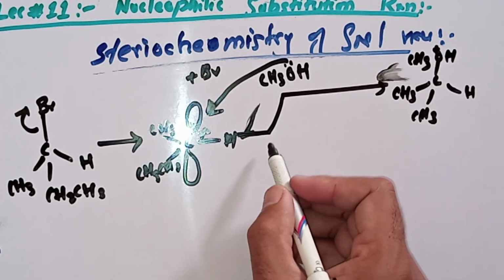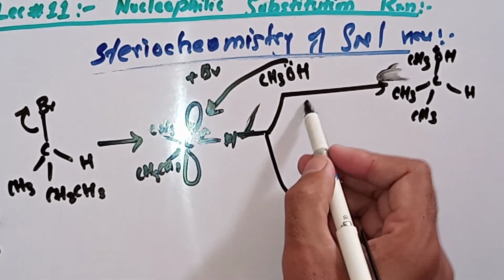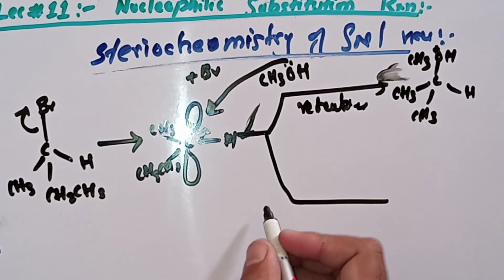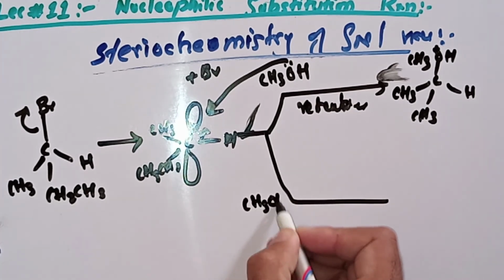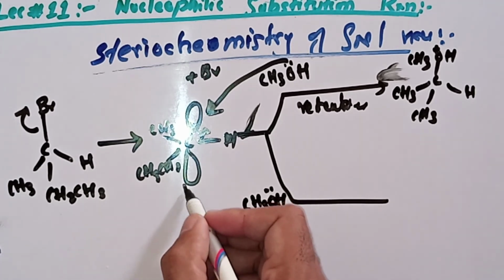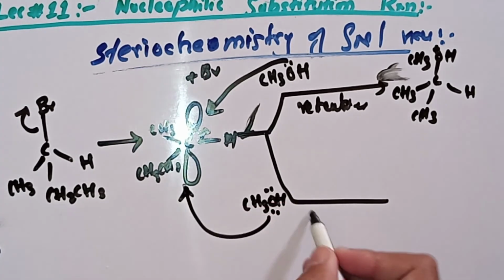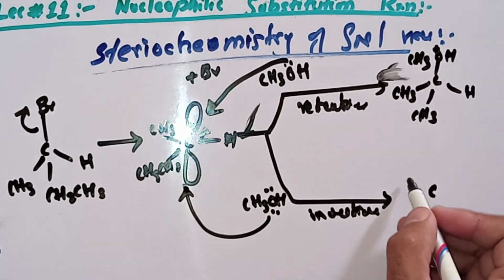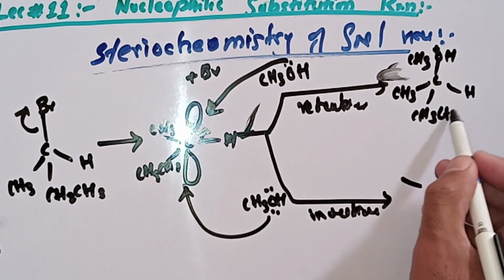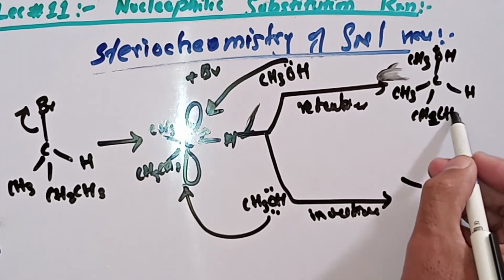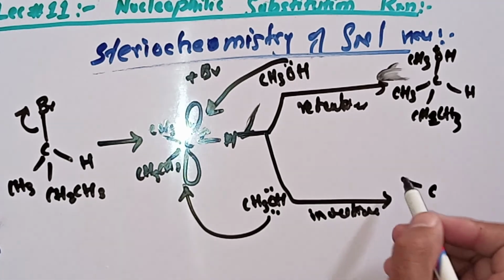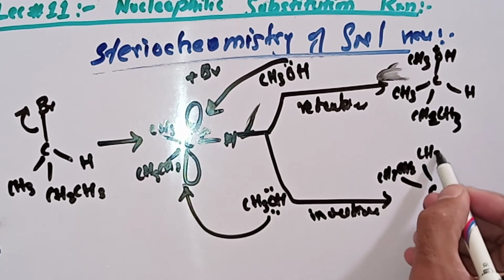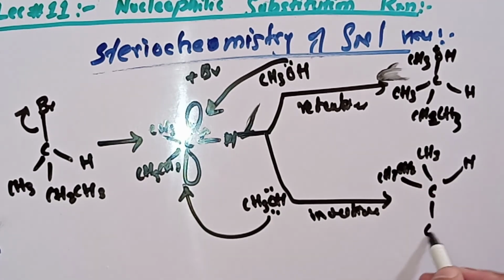While for the inversion product, the nucleophile CH3OH attacks from the back side. When it attacks from the back side, the inversion product is formed, and it will be like this: CH3CH2, CH3, H, and this is OH.